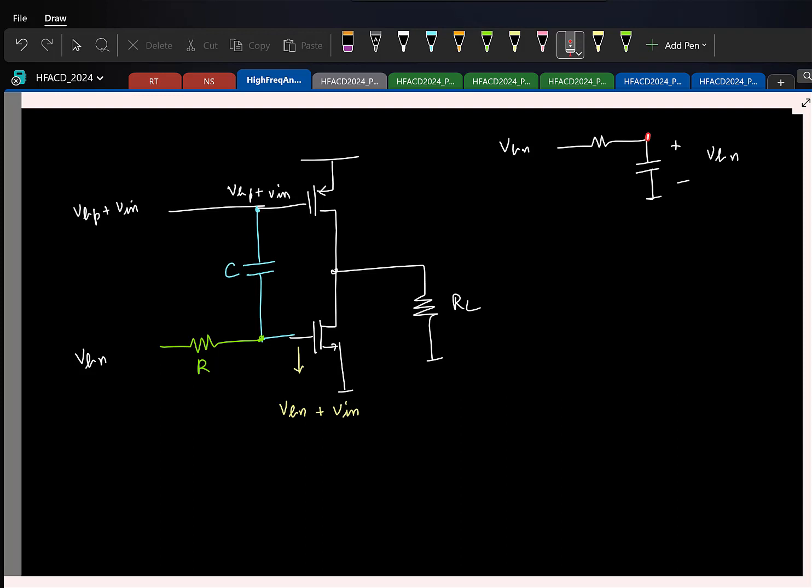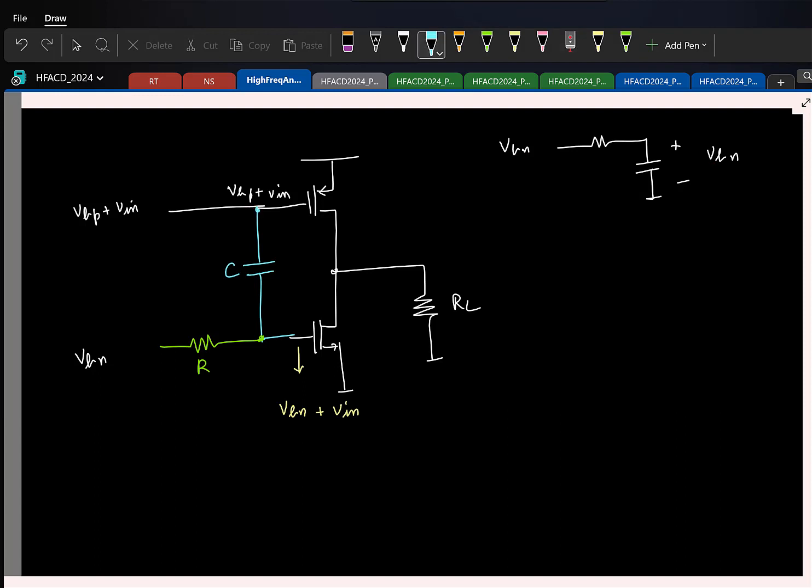Remember, these two voltages have to be equal, else there will be some DC current flowing. If DC current flows through a capacitor, the voltage will keep increasing. So steady state is reached only when these two voltages are equal. Bias is set. So what about the small signal? Let's look at the small signal.